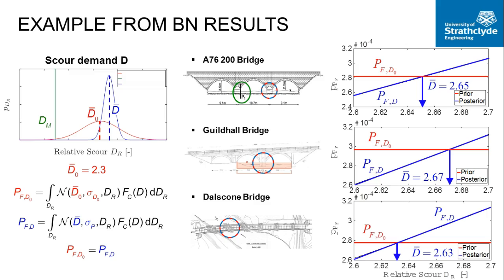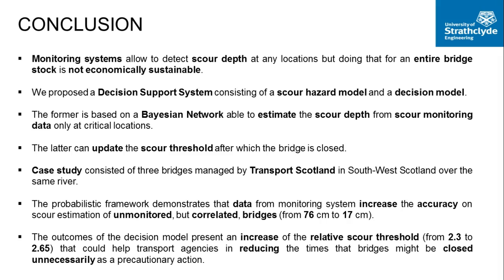So starting from a prior threshold of 2.3, the updated observation from the Bayesian network allows us to increase this threshold up to 2.67. In conclusion, we proposed a decision model, a decision support system consisting of a scour ADAR model that is able to estimate the scour depth starting from scour monitoring data, and a decision model that can update the scour threshold after which the bridges are closed. We built a case study of 3 bridges in southwest Scotland in order to test it.